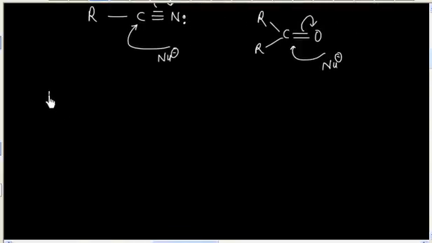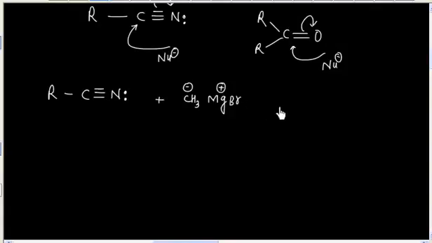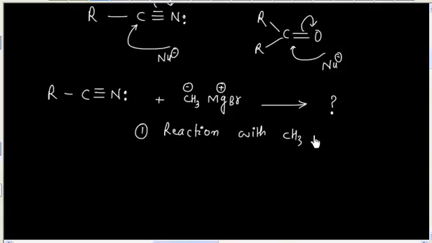Now let us discuss reaction of nitrile with Grignard reagent. Let us say Grignard reagent we have CH3MgBr. What will be the product in this reaction after hydrolysis? The first step is reaction with Grignard reagent, that is CH3MgBr. And the second step we have, that is reaction with water.